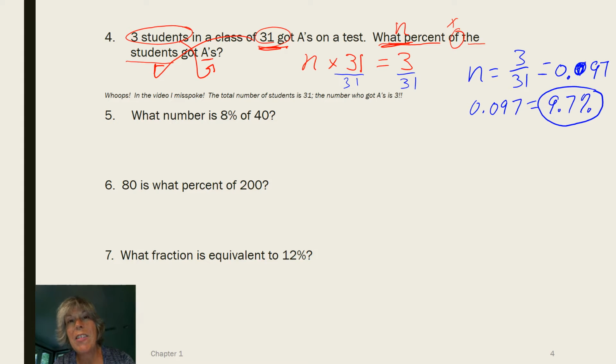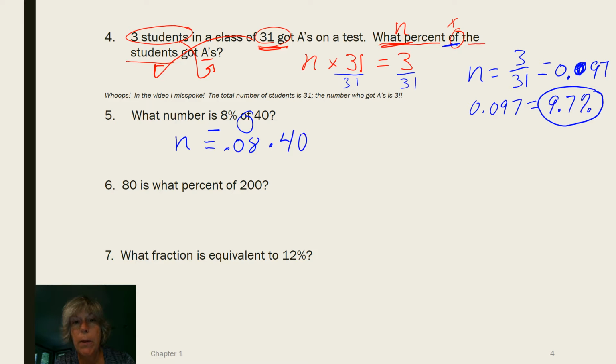Number 5 is even, I think, easier to set up as an equation. What number is n? The word is means equals. Now, I have to be careful here. When I write 8%, because I have to do a math calculation with it, I either have to write it as a fraction or a decimal. So 8% you could write as 8/100ths, or you could write it as 0.08. Of, just as up here, of means times 40. So to find what number is 8% of 40, I take 0.08 times 40, and I get 3.2 for my answer.